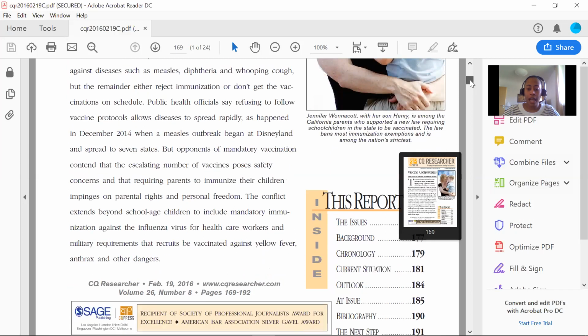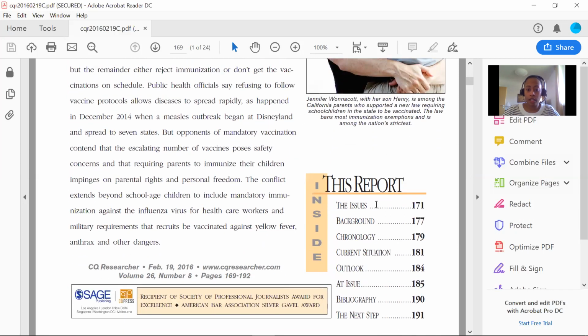So the next step that I recommend would be to look at the pro and con, but you can also take a look at the overview of the issues, the background information, the chronology. It gives you an actual chronological map of what happened over time, like a timeline for the event or for the topic. It gives you specific information about the current situation.